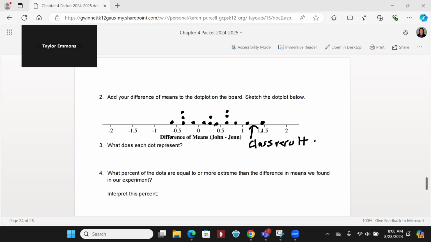Class result. Sorry, my bad. It spaces out and then it's like, nope. I'm gonna transfer it to an iPad. So my handwriting is not terrible.